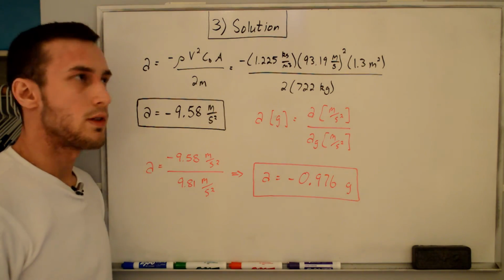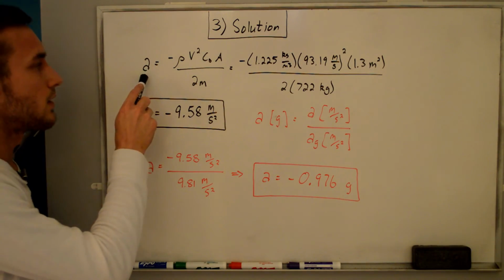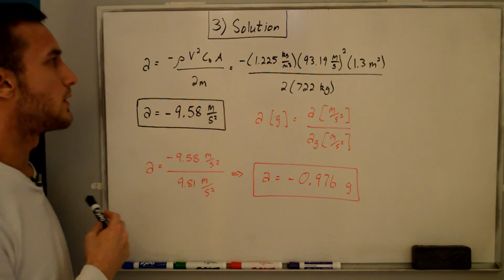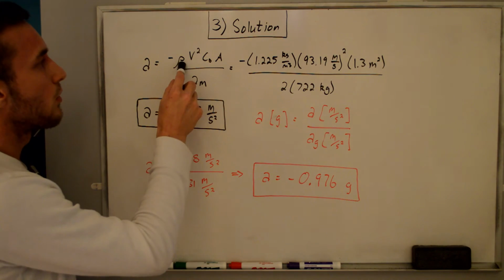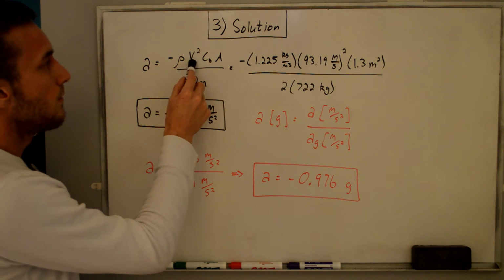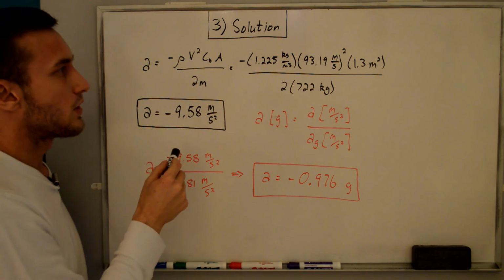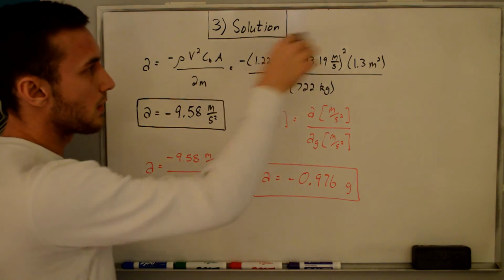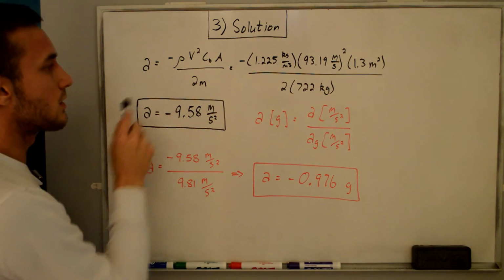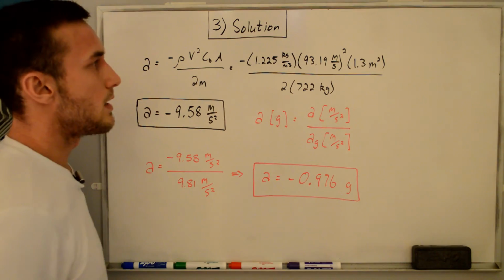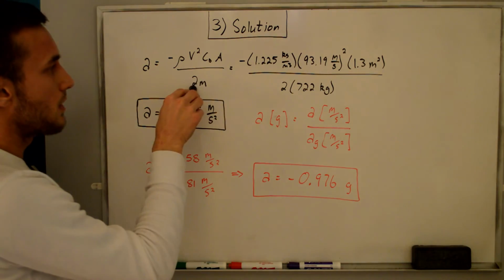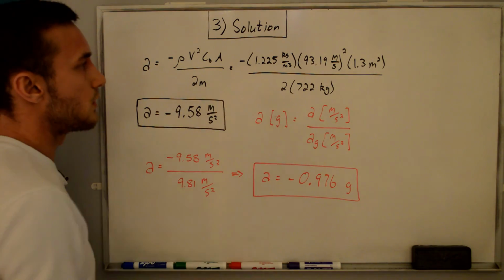Now we can solve for the final acceleration. So we have the equation again rewritten. A is equal to negative rho v squared CdA over 2m. Let's plug in the values from the previous whiteboard. Rho is 1.225 kilograms per meter cubed. V is 93.19 meters per second. This has to be in meters per second. You'll note that all the units cancel out so that you do get an acceleration in meters per second squared. CdA we're doing as this single term, 1.3 meters squared. In the denominator we have 2 times the mass of 722 kilograms.